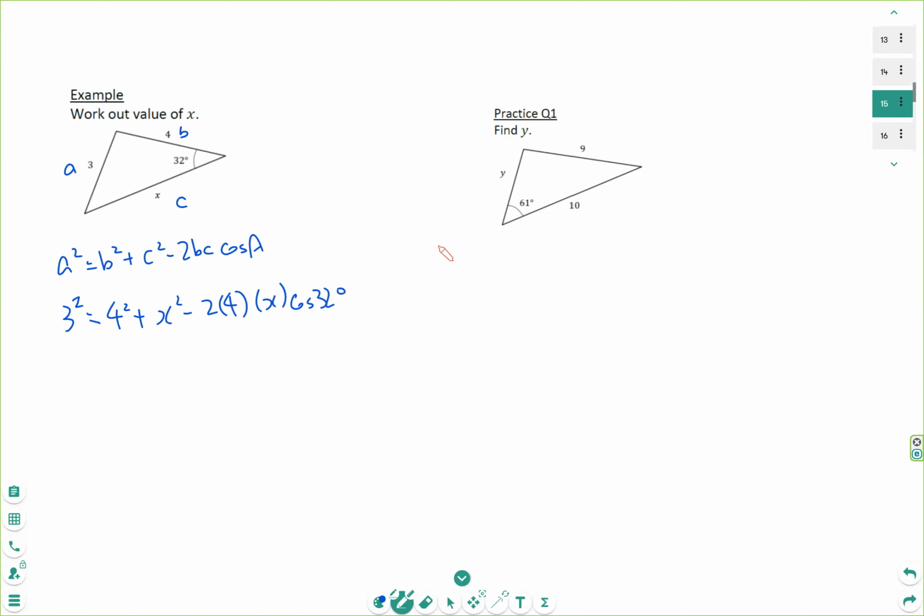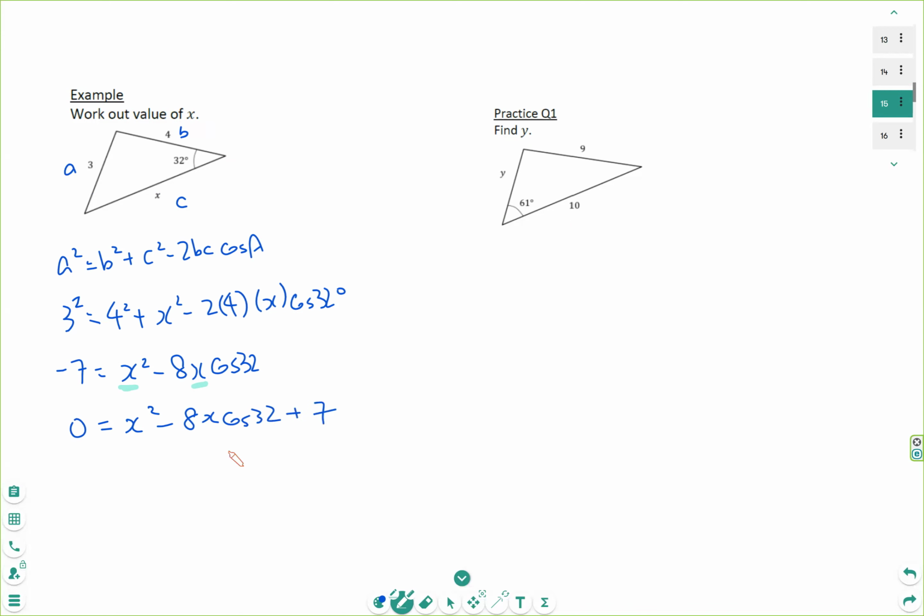Step by step: 3 squared is 9, 4 squared is 16. Subtracting over will be -7 equals x squared minus 2 times 4, which is 8, 8x cos 32 degrees. Then there are different ways to proceed. We can potentially put it in a calculator because it's a quadratic. You can see it's a quadratic because there's an x squared and there's an x in there. So I'll bring the -7 to the right-hand side, and it becomes a plus: x squared minus 8x cos 32 plus 7.